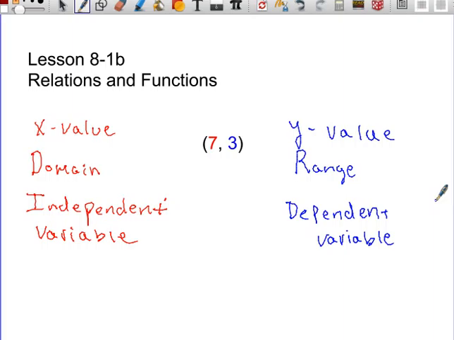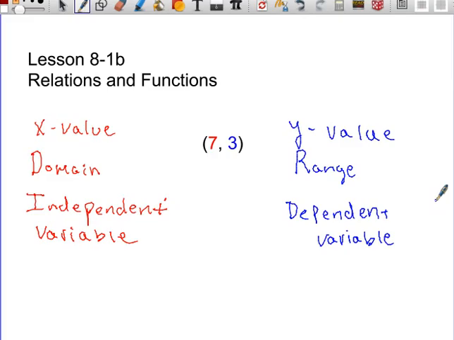So as we look at functions today and take the next step with functions, we're going to see that the x is an independent variable, that it stands alone, that it has its own value, and that the y is dependent. The y depends on the x to get its value. So if the x changes, then the y is going to change. And if the x stays the same, then the y will stay the same. Does that make sense?